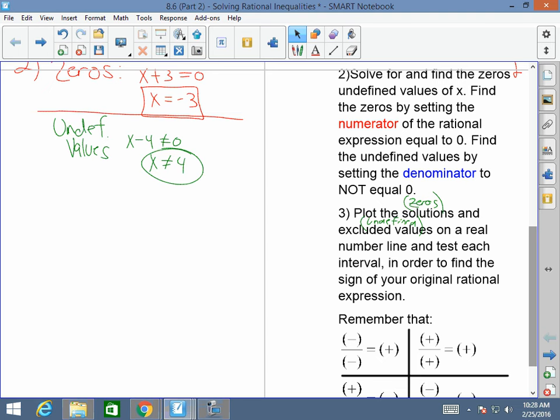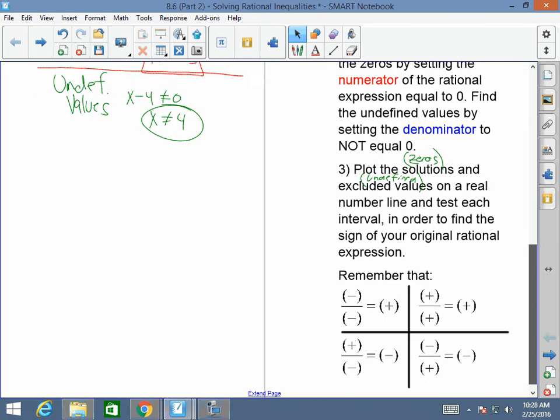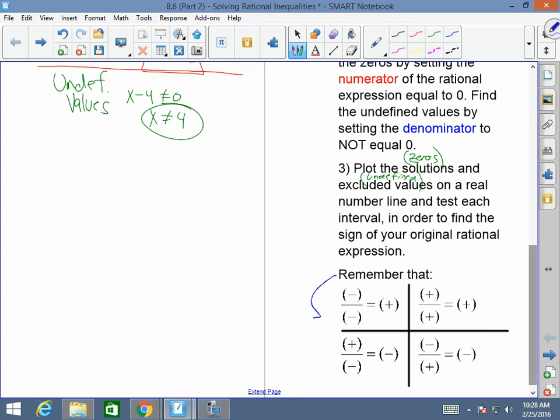Please remember that a negative divided by a negative is a positive. A negative divided by a positive is a negative. A positive divided by a positive is a positive. And a positive divided by a negative is a negative. This is old school stuff, which hopefully you remember.